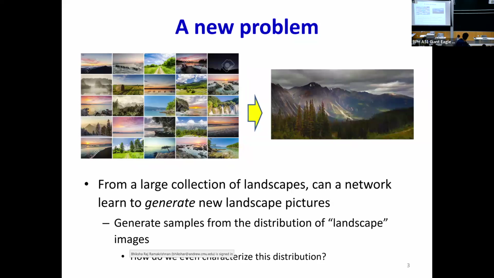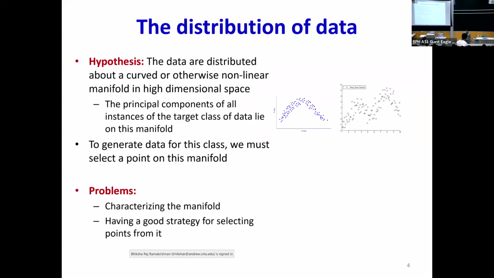If I gave you a large collection of landscapes and asked you to train a network to generate new landscape images, you'd do the same thing. You'd probably train an autoencoder, and the autoencoder is going to learn the structure, right? Now, the hypothesis here is this. Images of faces, they're all faces. There's a very distinct structure to it. Images of landscapes, there's a very distinct structure to it.